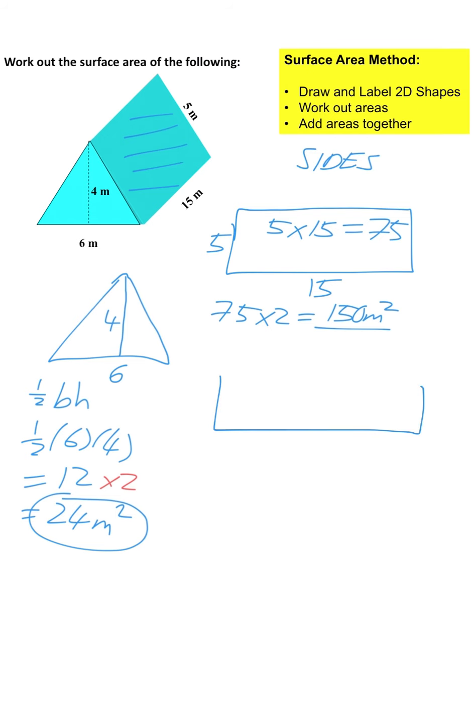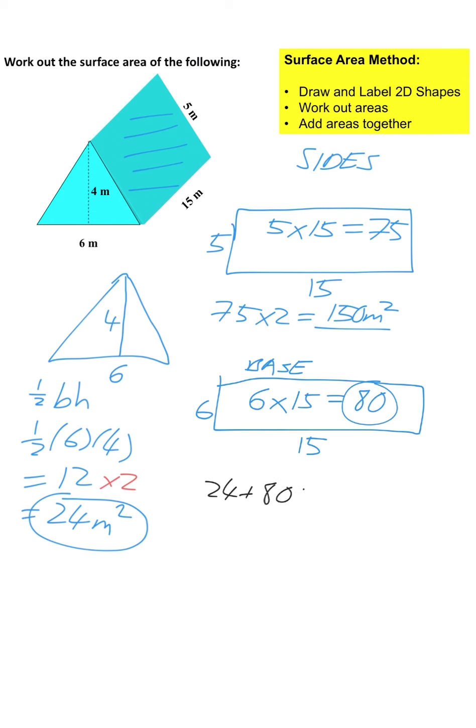So now there's just one left, and that is the base. And now there's only one base, so I won't have to times this by 2. So I'm going to have 6 times 15, and that is 80. So now let's add up all of these areas. So I have 24 plus 80 plus 150, and that is equal to 264 meters squared.